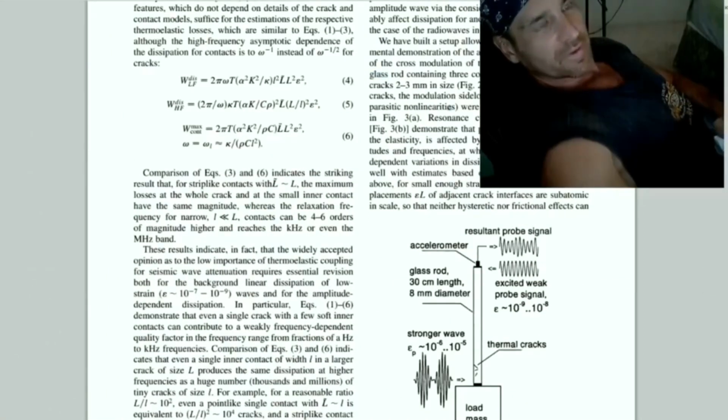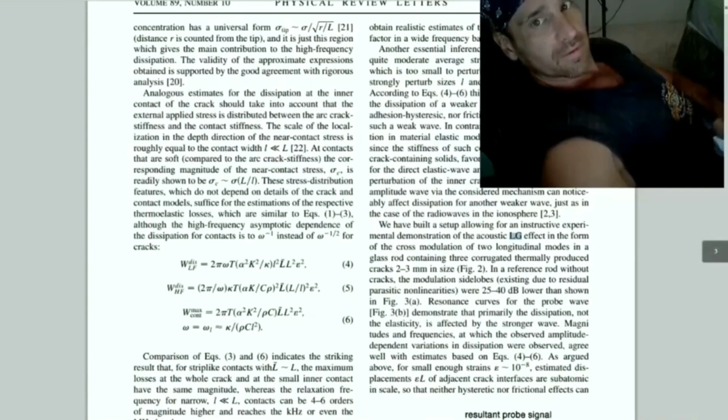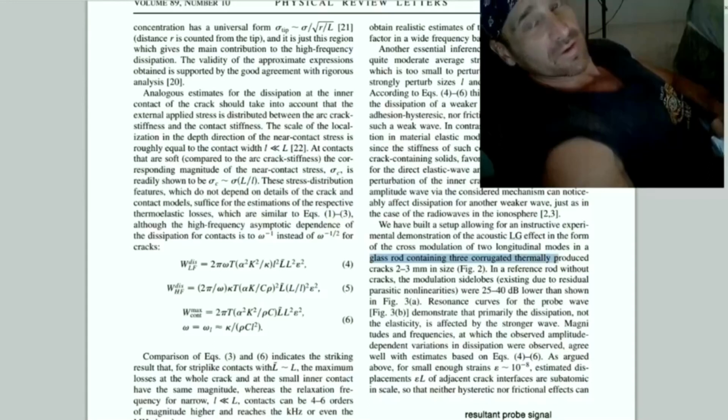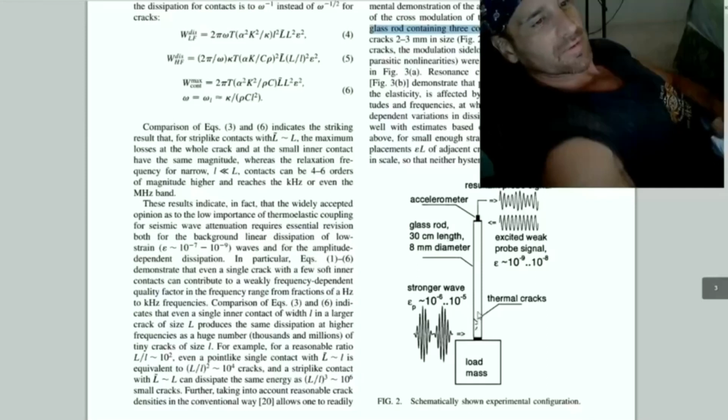They perform experiments with it. They say, "We have built a setup allowing for an instructive experimental demonstration of the acoustic Luxembourg-Gorky effect, in the form of the cross-modulation of two longitudinal modes in a glass rod containing 3 corrugated thermally produced cracks." So they're replicating this whole process right here in this diagram. They got these little cracks here in this glass rod, and they're finding out that it's getting the same effect as the Luxembourg-Gorky effect.